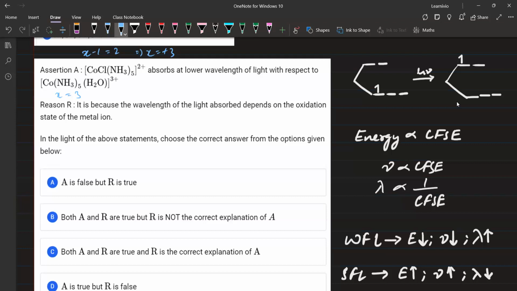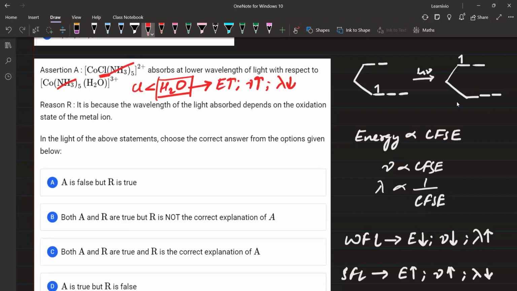Now let's look at the ligands. NH3 times 5 is the same in both cases, so I will ignore the NH3. Whatever difference of energy we are getting will not be because of NH3 times 5, it will be because of Cl and H2O. Which is the strong field ligand? If I compare Cl and H2O, we know that Cl is a weak field ligand and H2O is a strong field ligand. So H2O is the strong field ligand. That means H2O will have higher energy, higher frequency and lower wavelength.